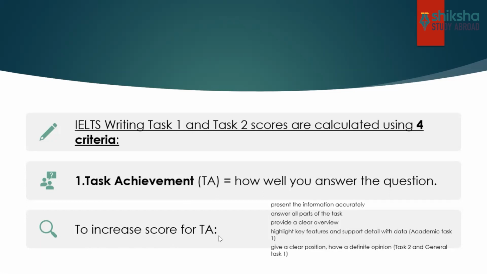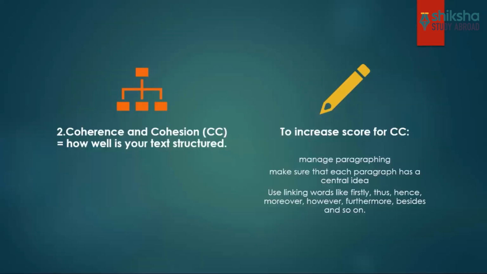And if you want to increase your score in TA, that is task achievement, then you should present the information accurately, answer all parts of the task, provide a clear overview. This overview is written in task 1. Okay, when we go in detail, we'll let you know. Highlight key features and support details with data, that is for academic task 1, and give a clear position, have a definite opinion in task 2 and general training task 1. Okay, so this is what you should do if you are willing to get higher marks in just this parameter, that is task achievement.